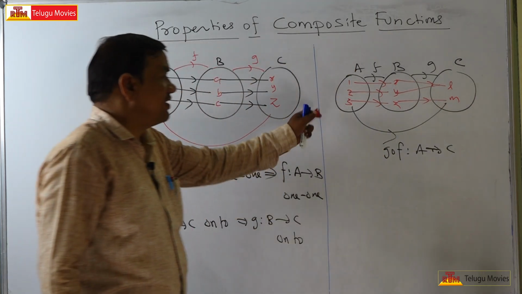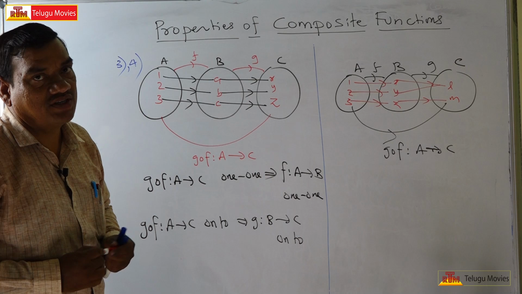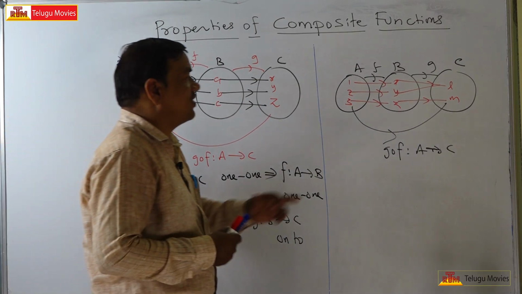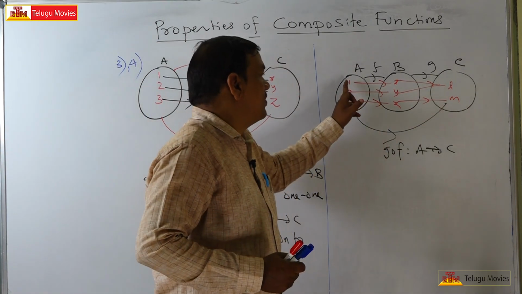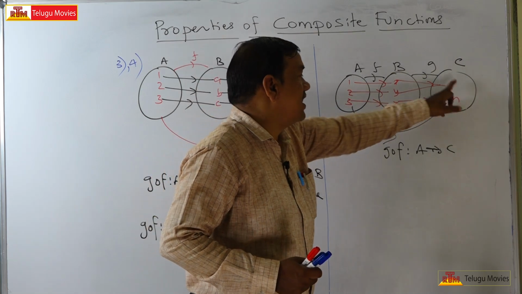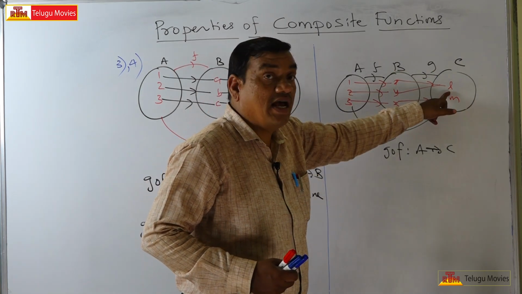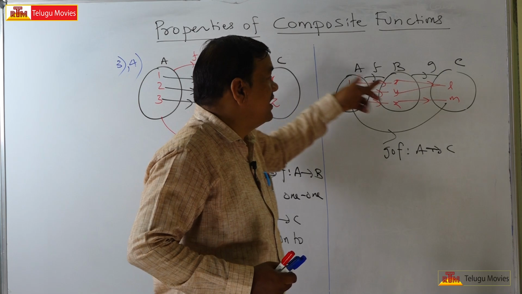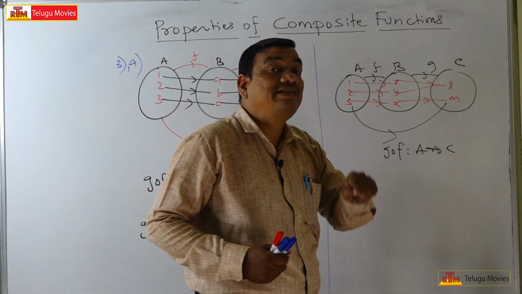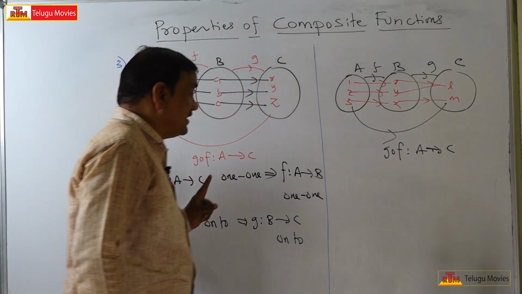Try to understand this. From A to C is not a 1-1 function. What is the image of 1? L. What is the image of 2? L. That means two elements, 1 and 2, have the same image L. So this is a conditional statement.